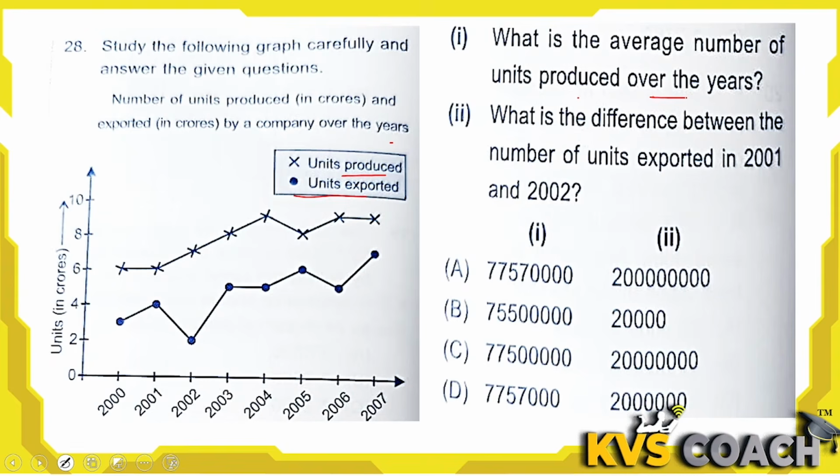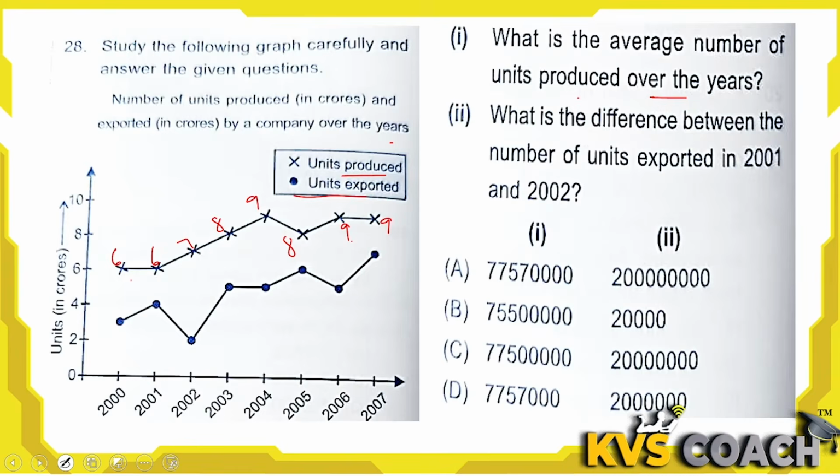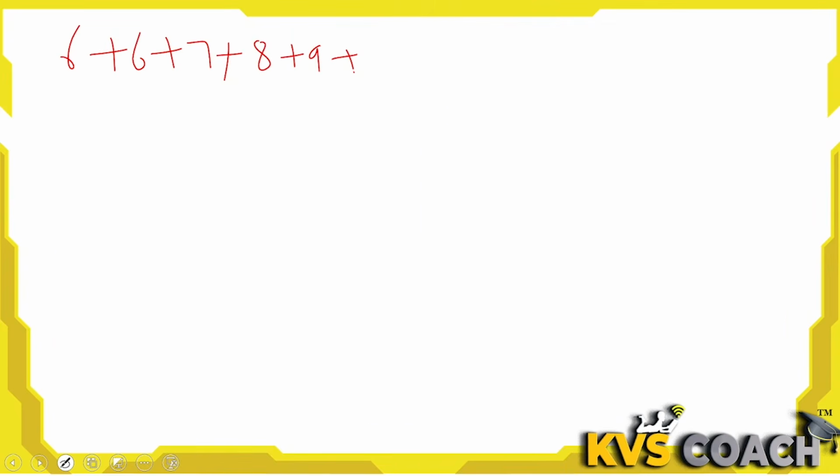Okay, so units produced is this crossing. They are saying this is 6 plus 6 plus 7 plus 8 plus 9 plus 8, this is again 9, this is again 9. So the value of 6 plus 6 plus 7 plus 8 plus 9 plus 8 plus 9, let's do it again. 6 plus 6 plus 7, 8, 9, 8, 9 and 9. So the total value, yes, the sum of this is 62.